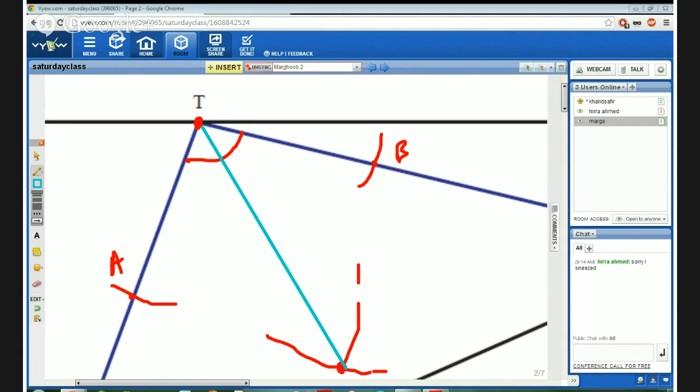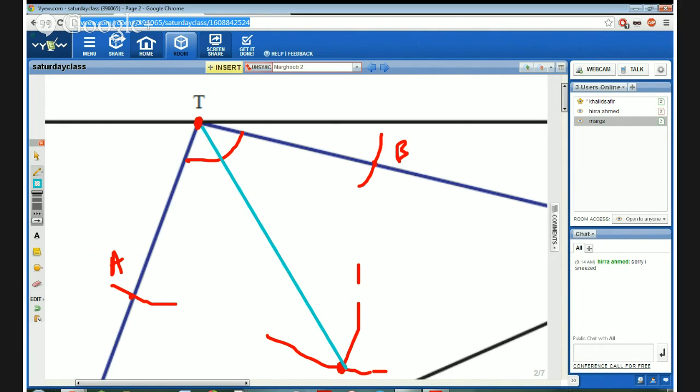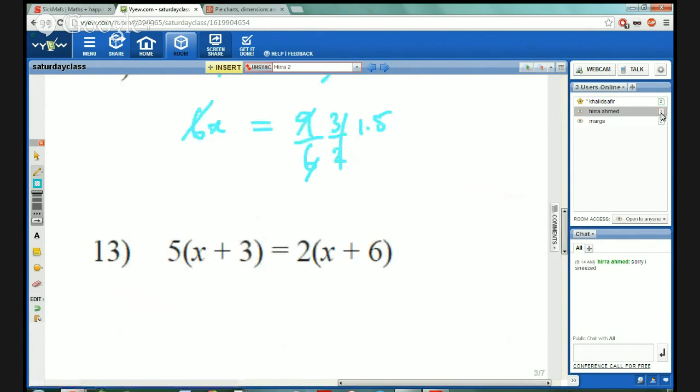Okay, here goes, the link. I remember doing this now. Oh, I think I've lost the link. Question 13. Copy, and where's it gone? There it is. And paste. Okay, sorry. Let's go to Hira. Yeah, I've done question 13.